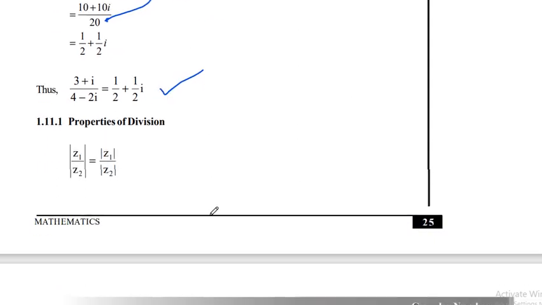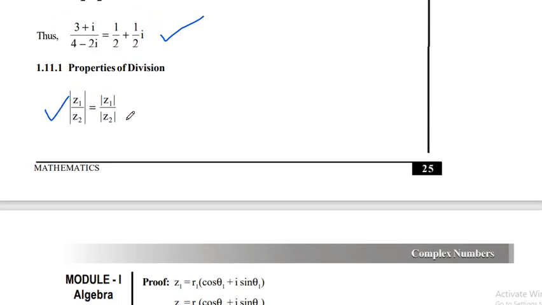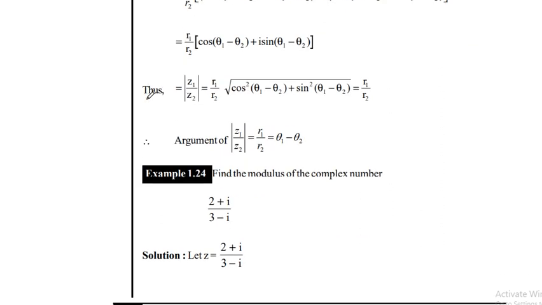Okay, a simple property. You don't need the proof, just remember this property of complex numbers. That's it.